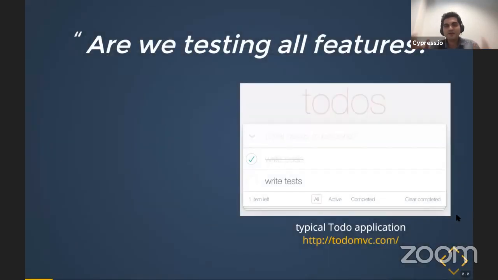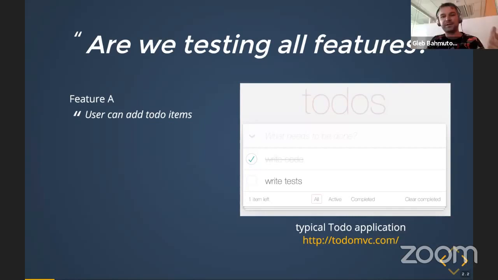So Gleb, do you want to elaborate on how code coverage kind of works? So let's say you ask yourself, are we testing all the features of a particular application? In this case, let's take a very simple to-do MVC application. You can find many online. So what's the feature number one for a to-do app, Amir? Like, what do you think it should be? I want to add a to-do. Exactly. First feature is users should be able to add a to-do.